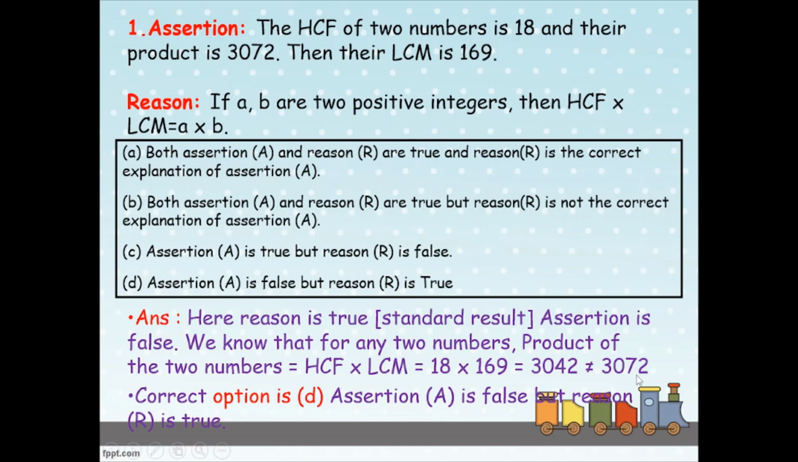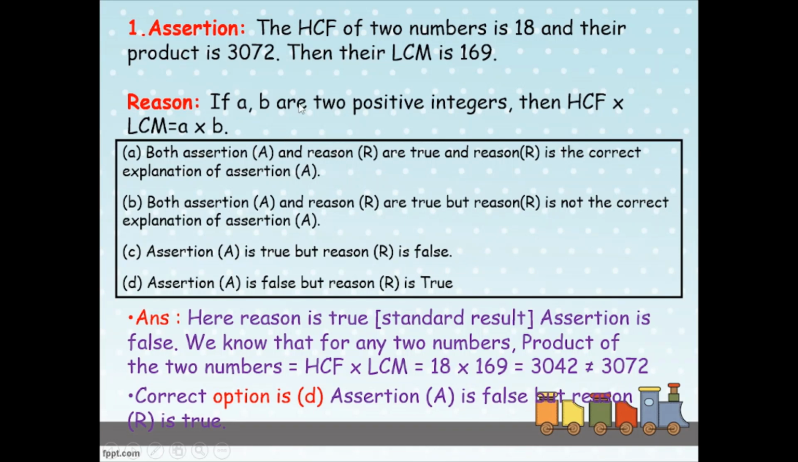So this is not equal. So assertion is false. When assertion is false, we go for option D, which states assertion A is false but reason R is true. Here you will get a doubt that I have checked assertion A. Should I check the reason also?